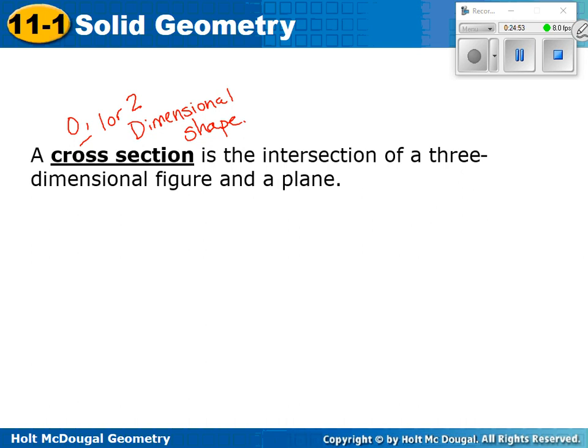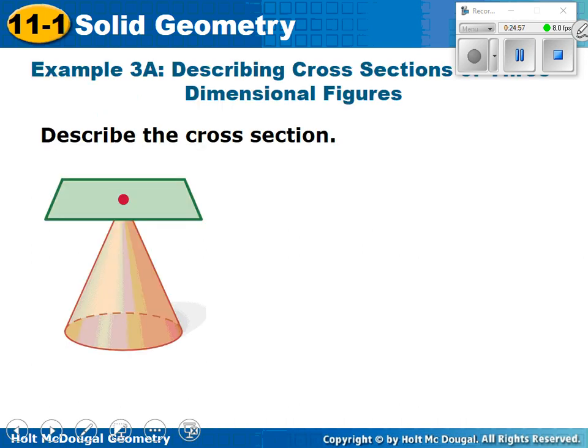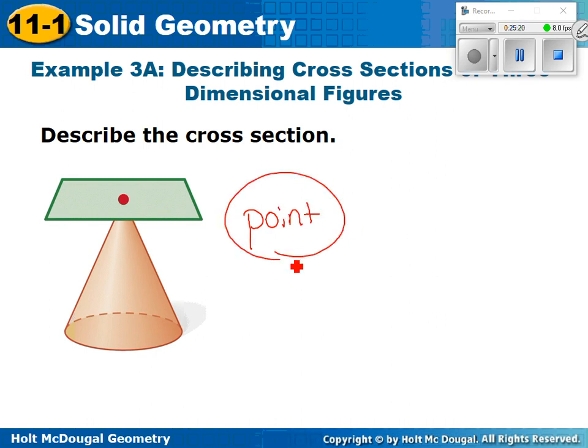So the very first question that you'll see here would be an example of me holding a cone and this being my plane, my knife, my dental floss. If I set it on top of the cone, what is the intersection shape that they have in common? A point. A point is no dimensional. It has no size. It's infinitely small. So the geometry shape that represents the cross section is just a point.